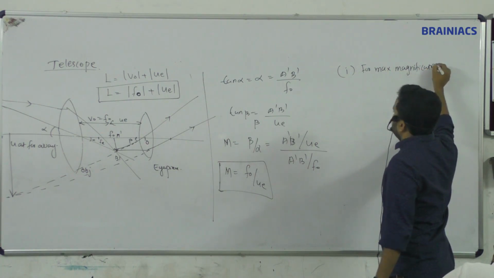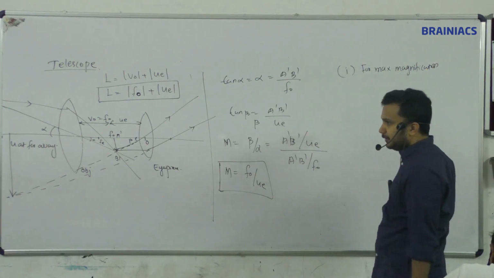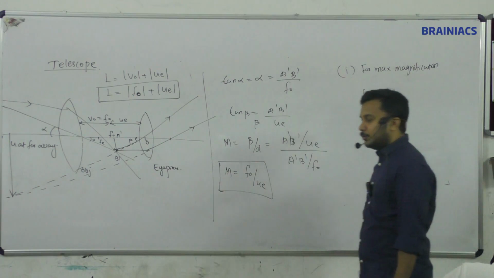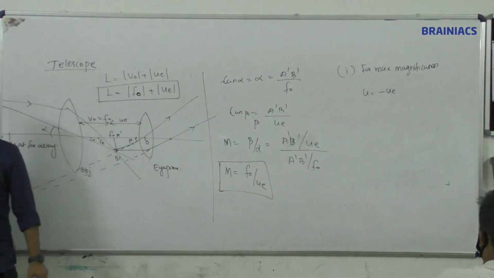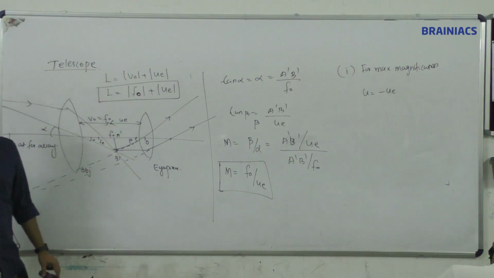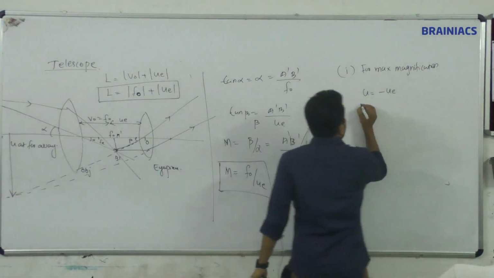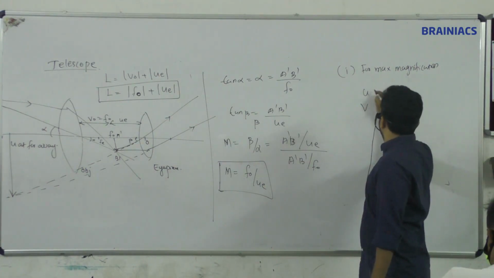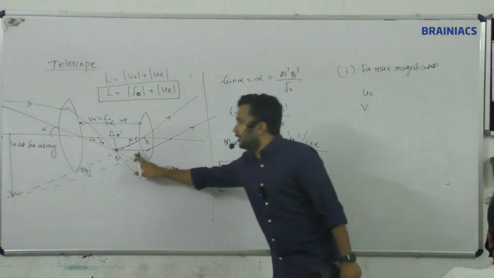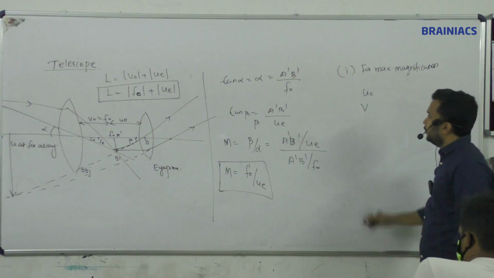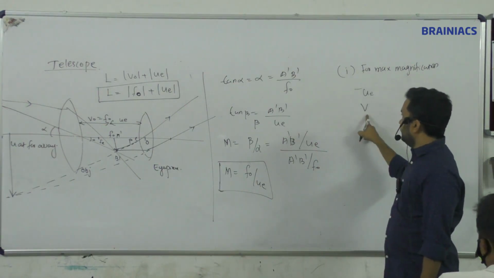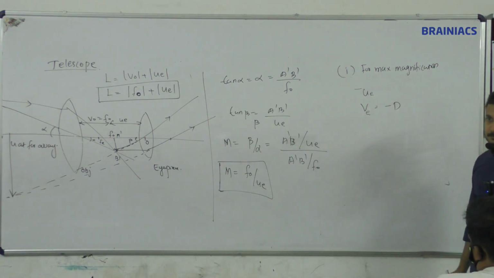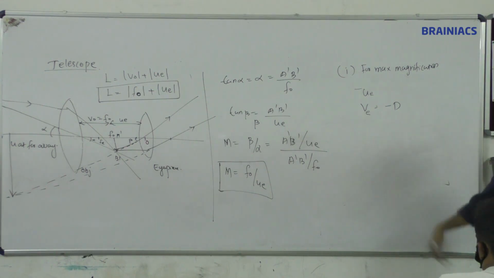For maximum magnification, we concentrate on the eyepiece lens only. U equal to minus UE, the object distance. Where should the image be formed? For maximum magnification, UE is a negative value. And V, or VE, is equal to minus D. Then we'll apply the formula and see.